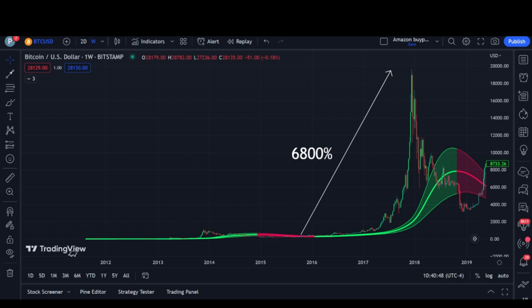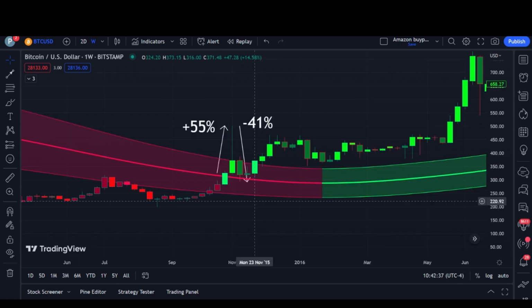From the retest to the top, Bitcoin gained around 6,800%, which is very impressive. To summarize, once Bitcoin had a weekly close above the middle line of the Gaussian channel, it immediately traded to the upper line of the Gaussian channel. It pumped 55% in 7 days and dropped 41% in 7 days after, but never made a new macro low again.